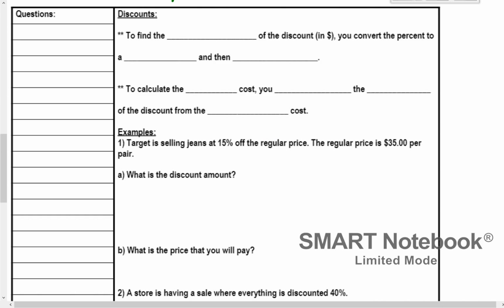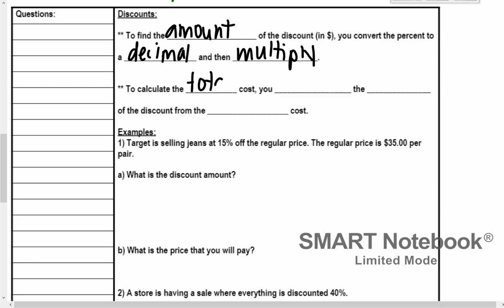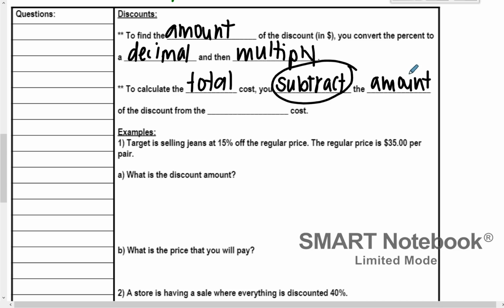Okay, so to find the amount of the discount in dollars, you convert the percent to a decimal and then multiply. All right. However, to calculate the total cost, you subtract, this is important, the amount of the discount from the original cost.